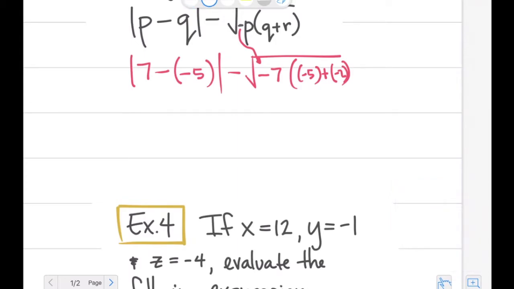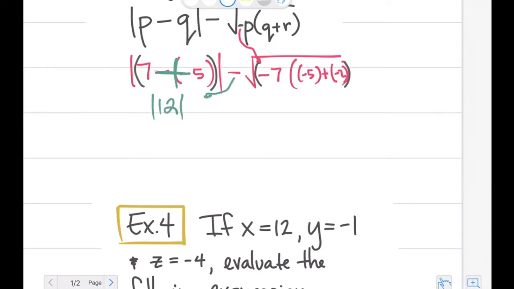So we've got 2 non-traditional grouping symbols here. So I'm going to go ahead and add parentheses inside the absolute value sign, and I'm going to add parentheses inside the square root. So let's go ahead and do that leftmost grouping symbol. We've got 7 minus -5. Well, minus a negative, like we said before, is a plus. 7 plus 5 is 12, so we're going to take the absolute value of 12.